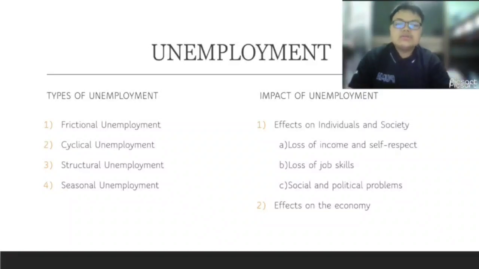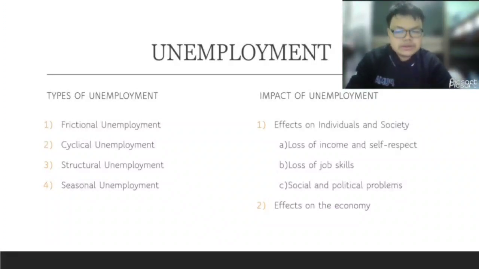This leads to frustration, causing him or her to turn to alcohol or drugs, or resort to a life of crime. The second one is loss of job skills. Unemployed workers may lose their job skills due to lack of application. Retraining and educating them may prove expensive.